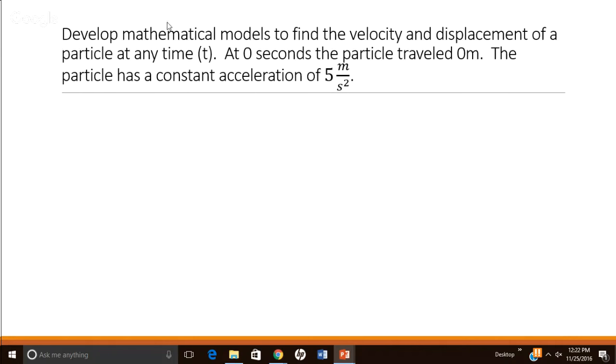Our next one is: develop mathematical models to find the velocity and displacement of a particle at any time t. At 0 seconds, the particle traveled 0 meters, and the particle has a constant acceleration of 5 meters per second squared. So this one's a little bit different. We're trying to come up with mathematical models for one, the velocity, and two, the displacement. They give us an initial value at 0 seconds, 0 meters. So we know it's got some sort of initial value we're going to work with here, so we don't have to make any assumption on that one.